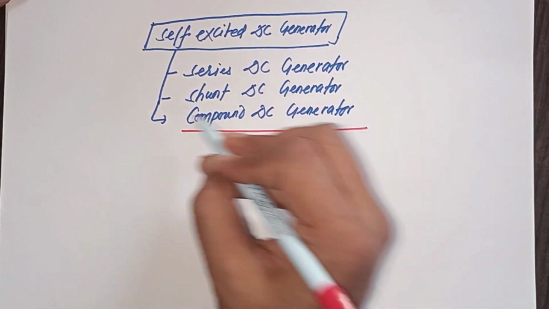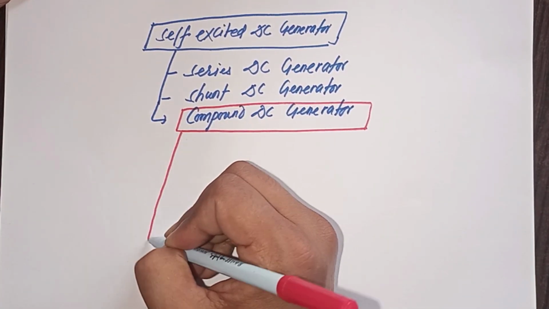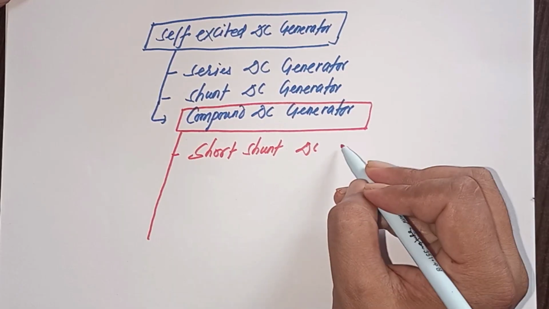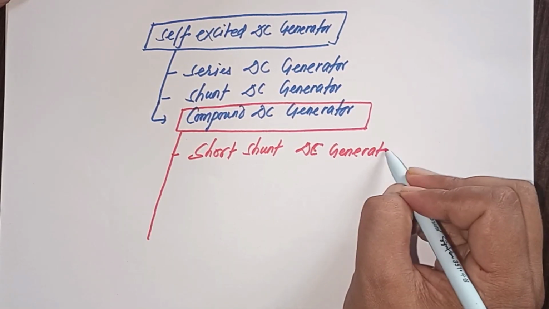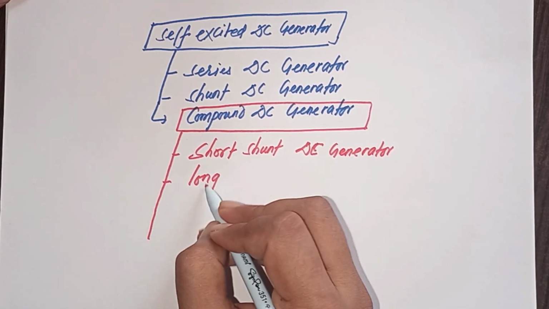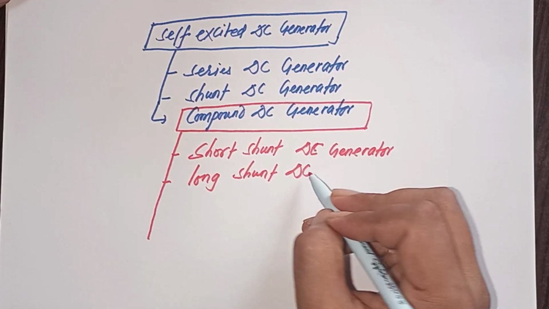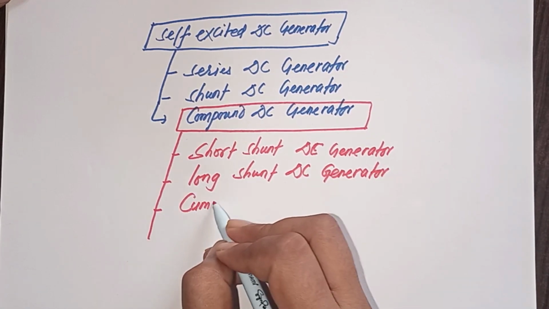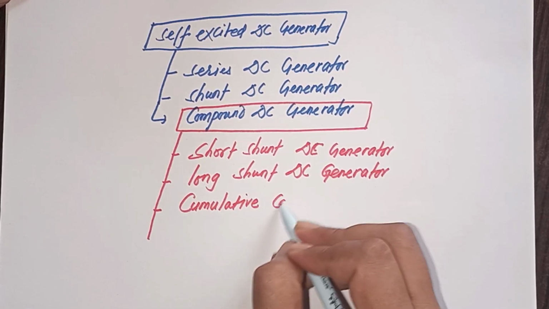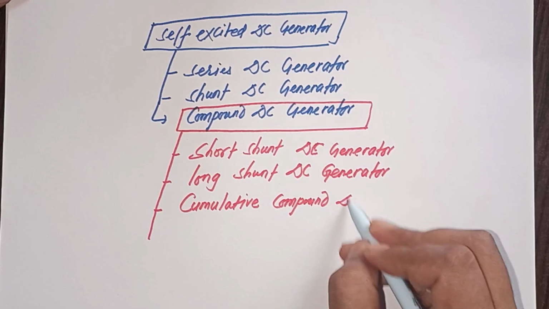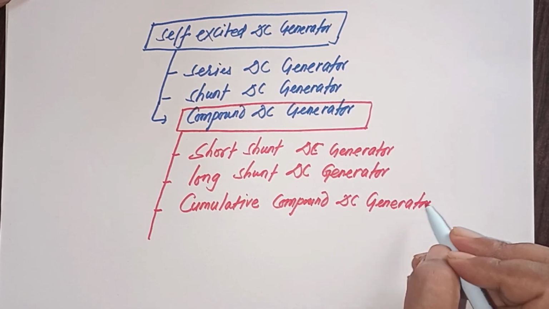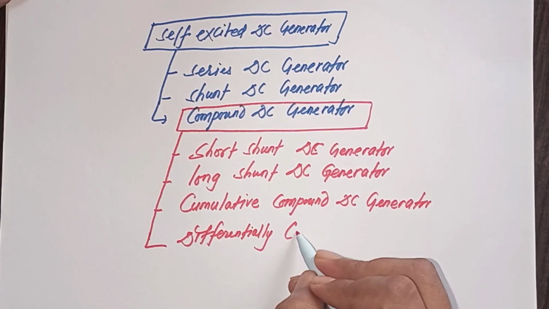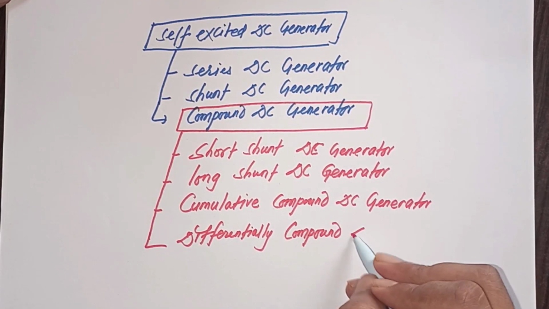Compound DC generator can be further classified into short shunt DC generator, long shunt DC generator, cumulative compound DC generator, and differentially compound DC generator.